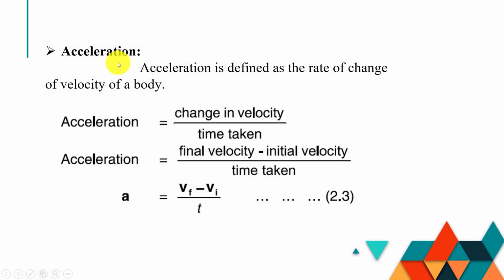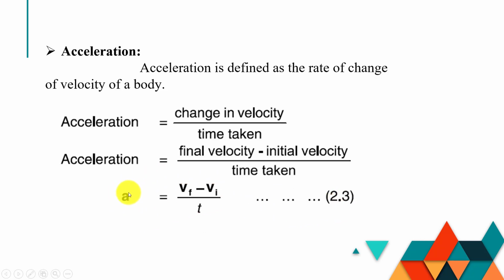The second term is acceleration. You also learned acceleration earlier. Acceleration is defined as the rate of change of velocity of a body. Mathematically, acceleration is equal to change in velocity over time taken. Further, we can define change in velocity as final velocity minus initial velocity. So symbolically, acceleration, denoted by A, is equal to final velocity Vf minus initial velocity Vi, divided by T. And this is equation 2.3.